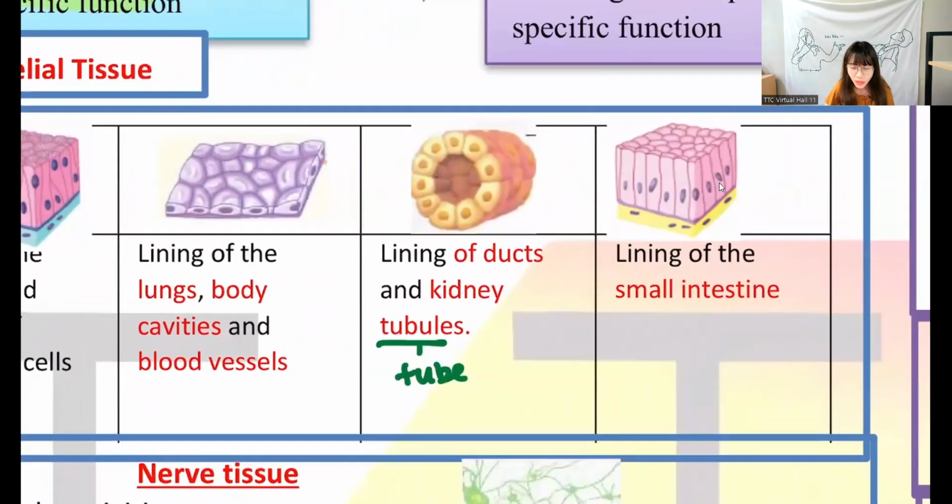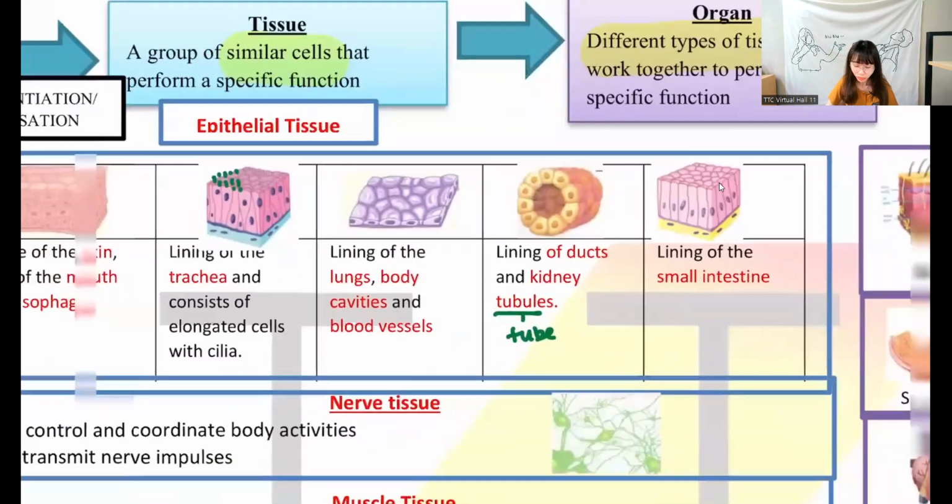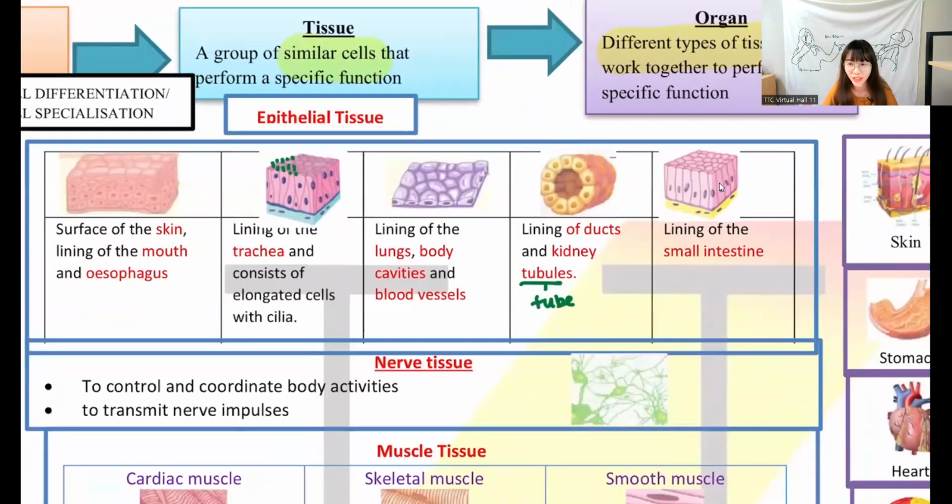And then we have the lining of the small intestine. The small intestine is used to absorb nutrients and also digest food. Okay, so the small intestine is used to absorb nutrients and also digest food. So this is epithelial tissue.